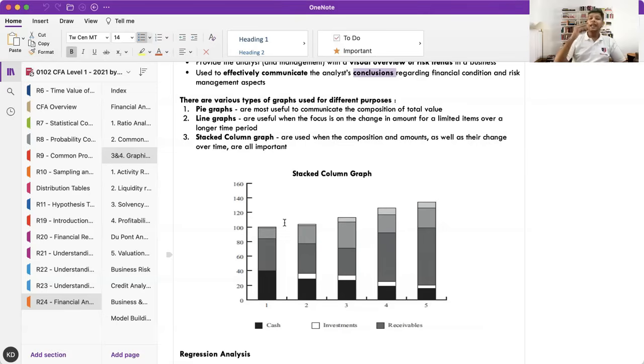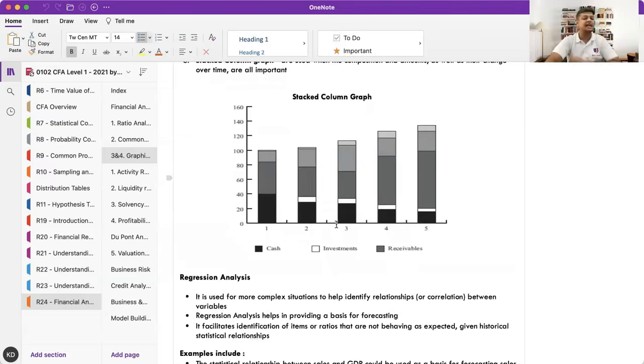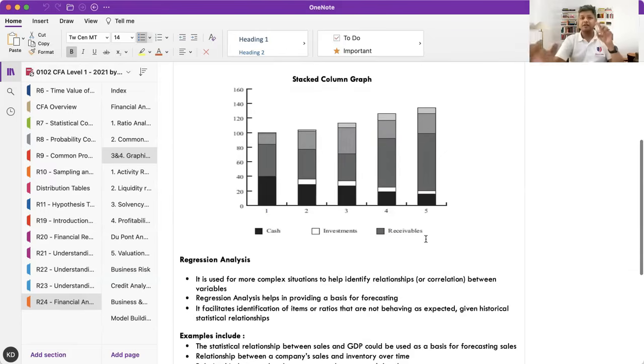I can also use a line graph. A line graph is generally done over a period of time to understand the change. But if I want to do a better analysis, we do a stacked column graph. I've presented here what a stacked column graph is. What are the two things that you notice in this graph? It's a very important graph. Can you tell me which are the two things visible here?